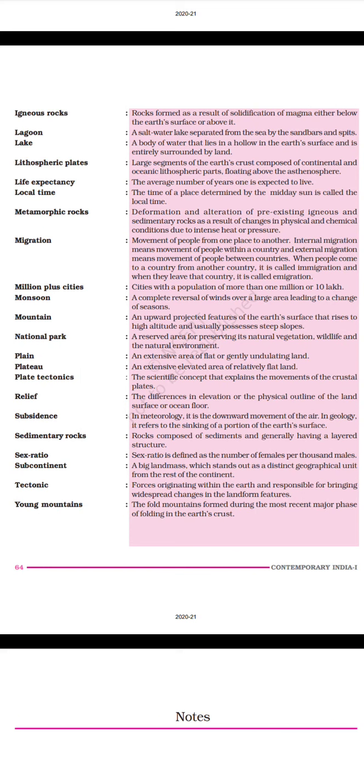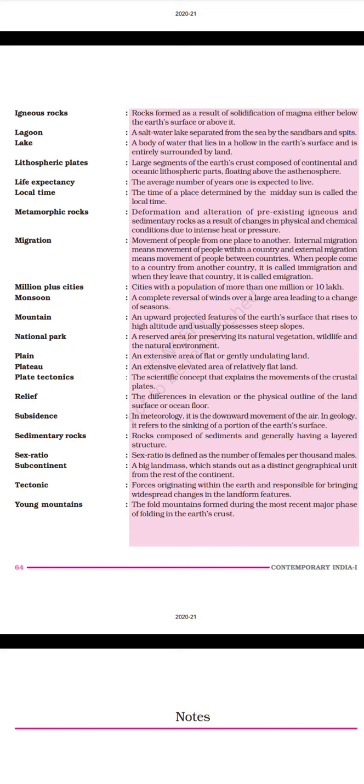Plain, an extensive area of flat or gently undulating land. Plateau, an extensive elevated area of relatively flat land. Plate tectonics, the scientific concept that explains the movements of the crustal plates. Relief, the differences in elevation or the physical outline of the land surface or ocean floor.